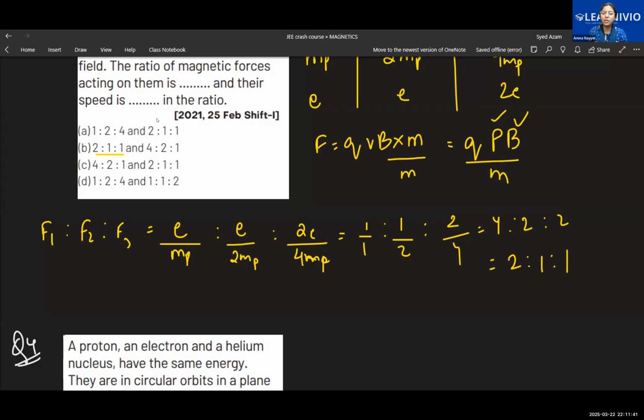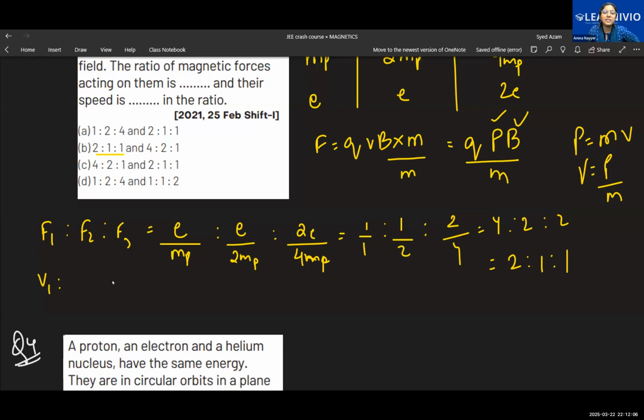Till here, is it right or wrong? Yes, ma'am. Now for the velocity, you need not do anything. See, momentum is mass into velocity. So from here, what's velocity? It's momentum by mass. Momentum is constant. So velocity is just the ratio of masses.